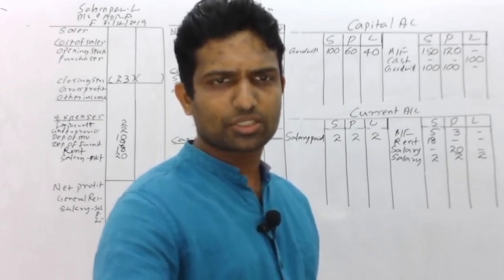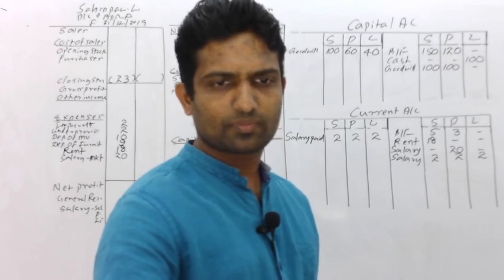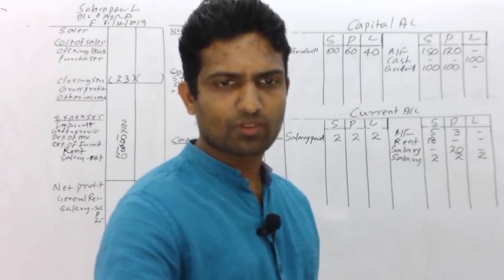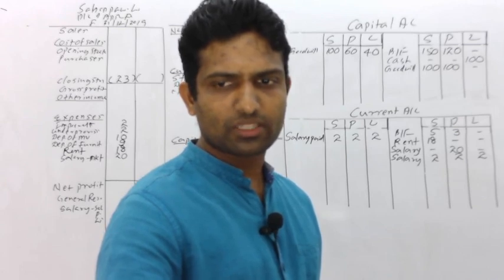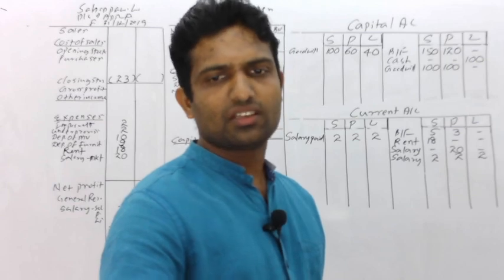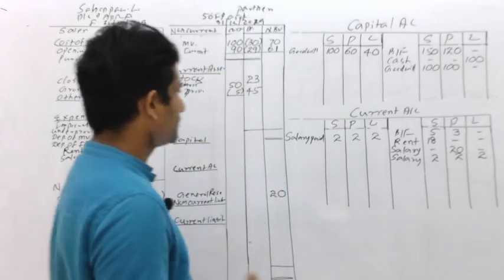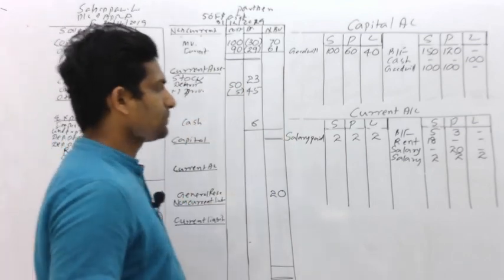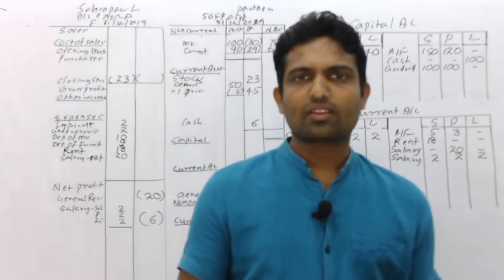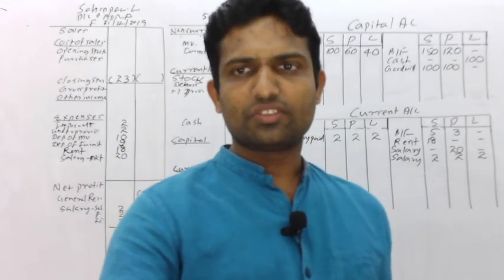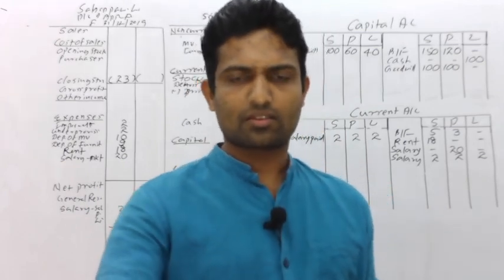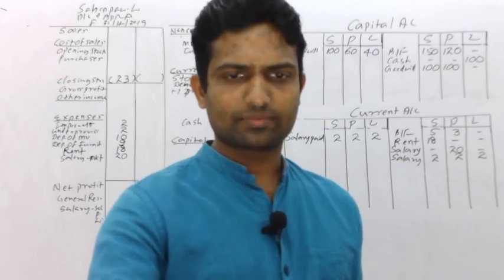You are given the cash. How much? Cash balance given in the trial balance is, you are given the bank balance. Bank is cash, 11. 11 minus 6 is 5. Cash. The cash balance is 6. Then you have to take the other details which we haven't yet considered.